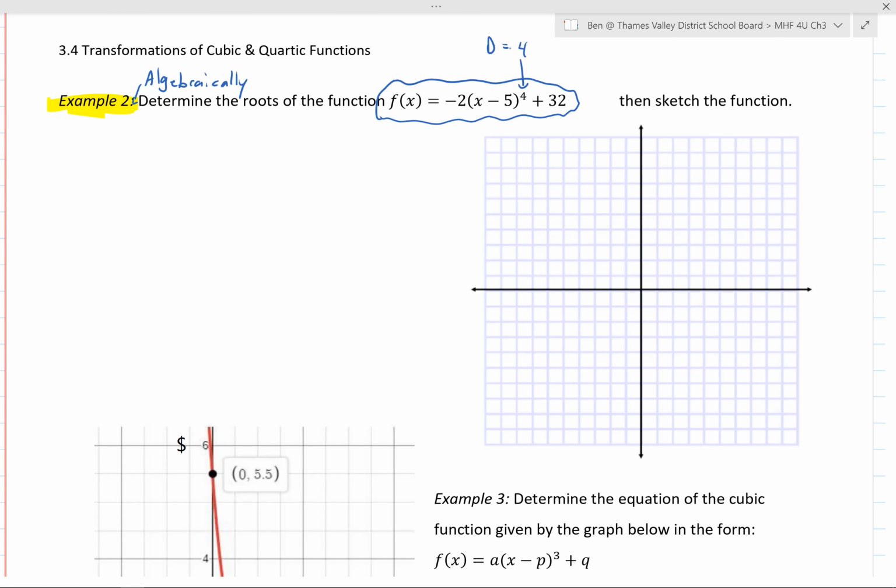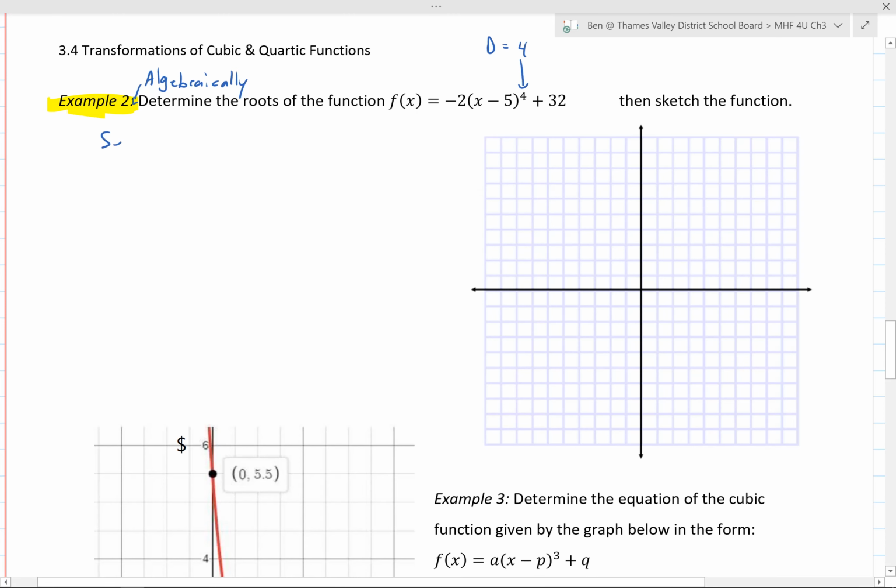Now, either way, what's happening here is we can view this, now that we're in grade 12, by its transformations, right? So an a value of -2, a q value of 32, a p value of 5 in here, and we can piece it all together as we work through here. So we'll start off, we want to find the roots of this function. We can do this algebraically here.